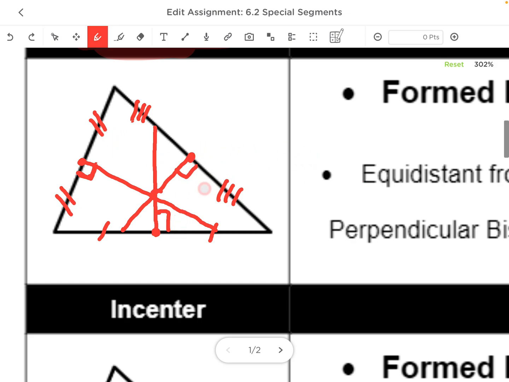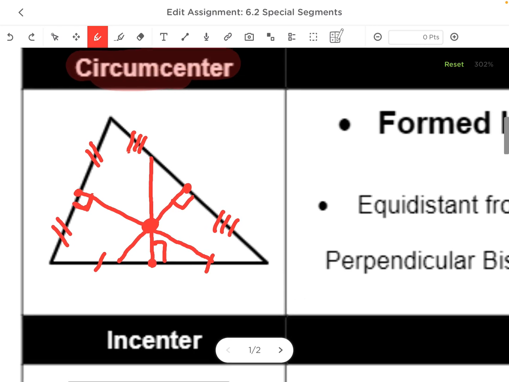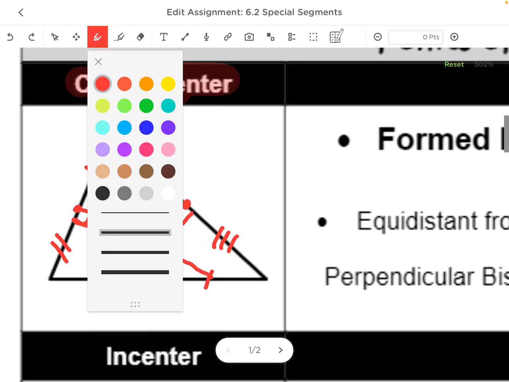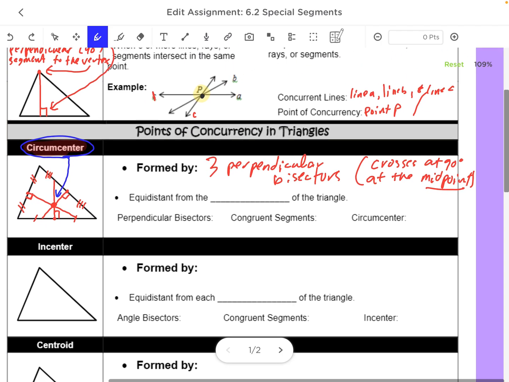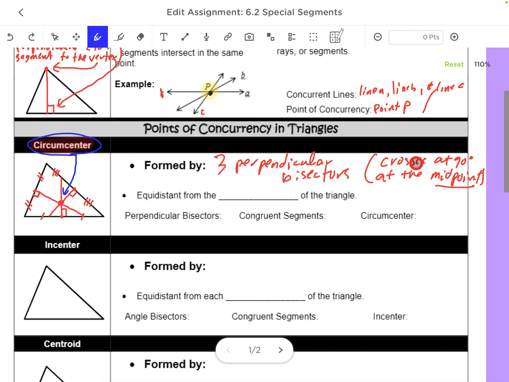Now if we notice, they all cross right over there. Where that crosses, that's called our circumcenter. So the circumcenter is where those 3 perpendicular bisectors cross. Now the thing about this that we'll practice next time is that it's equidistant.